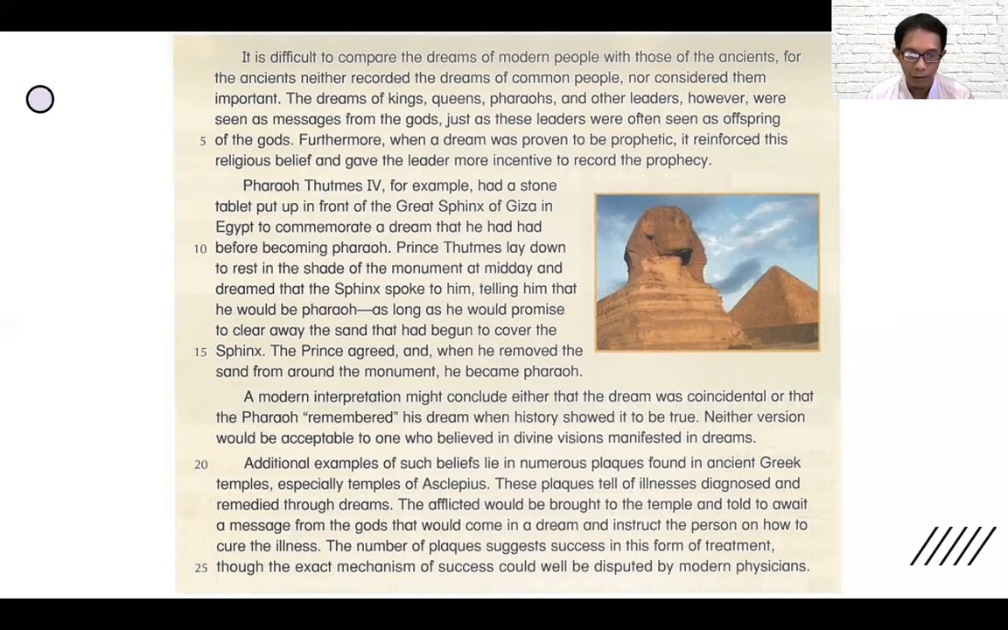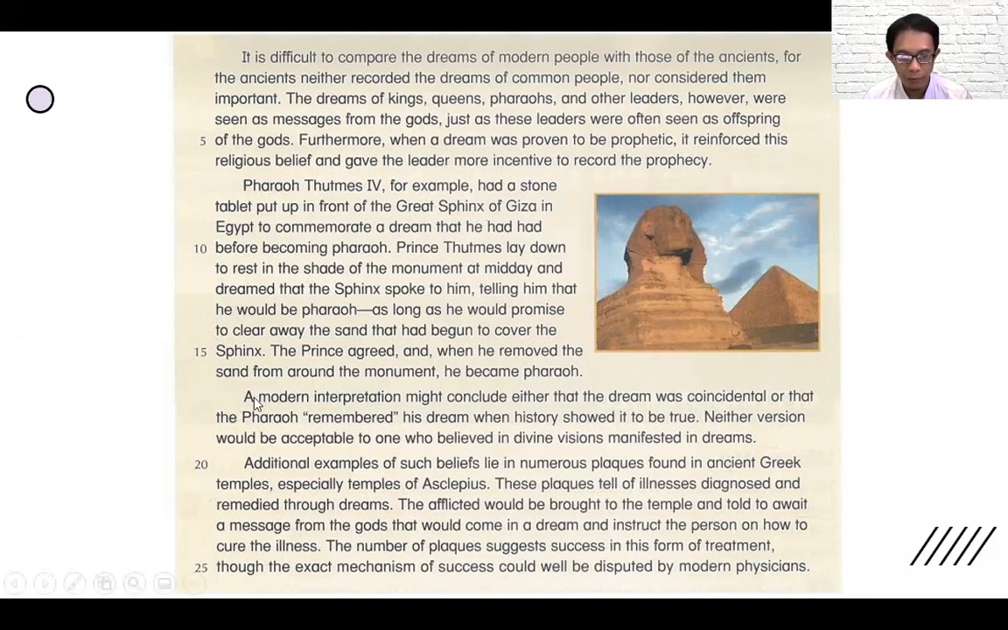Jadi kita baca di sini. Pharaoh Thutmose the Fourth, for example, had a stone tablet put up in front of the great Sphinx of Giza in Egypt to commemorate a dream that he had before becoming a pharaoh. Ini menceritakan tentang Pharaoh Thutmose keempat yang punya tablet batu untuk mencatat mimpi-mimpinya.